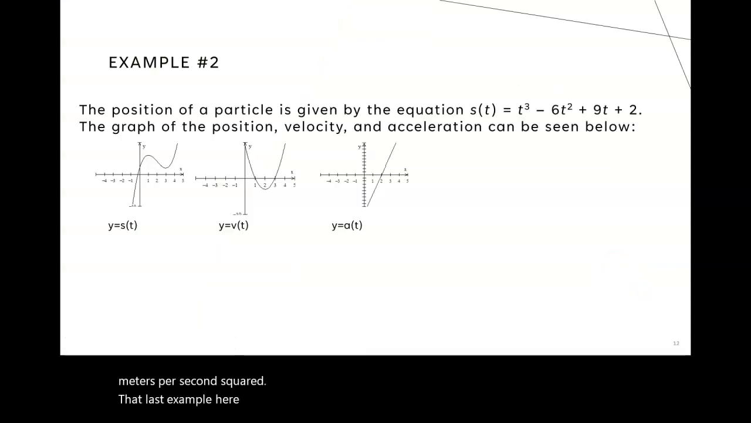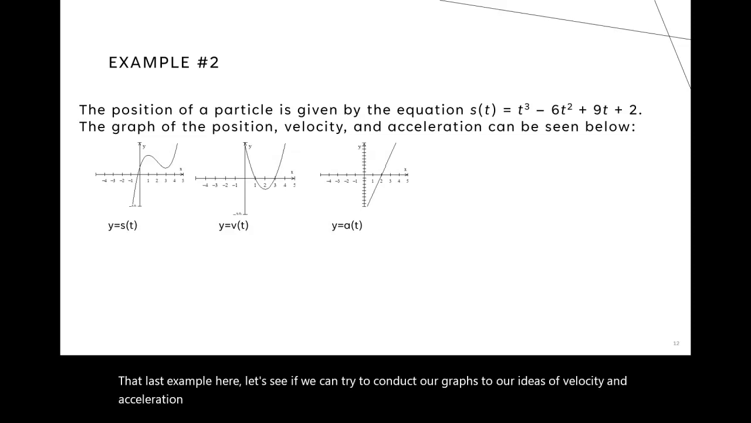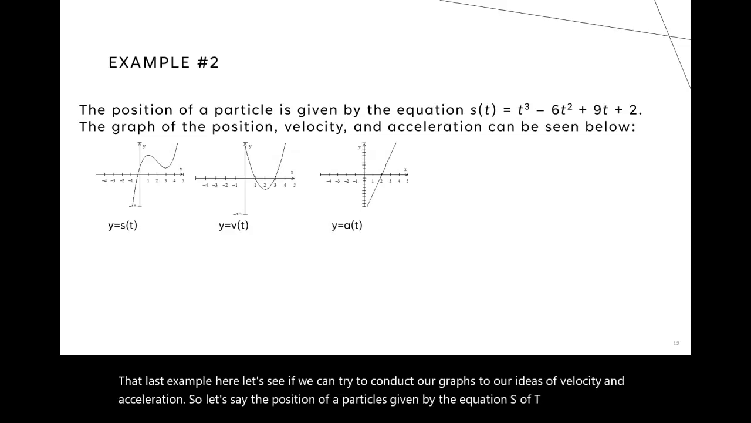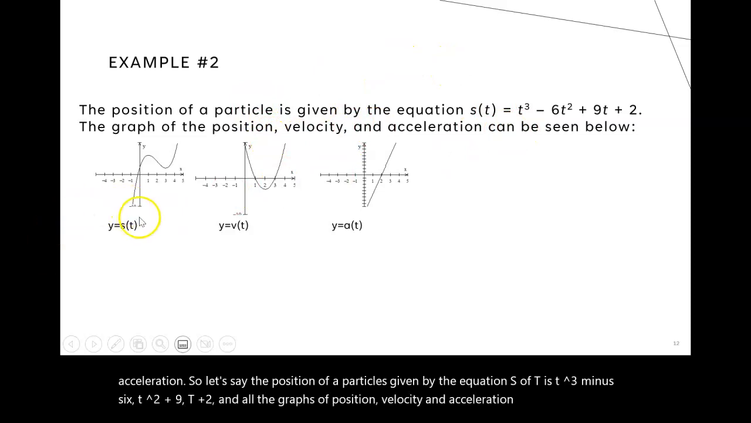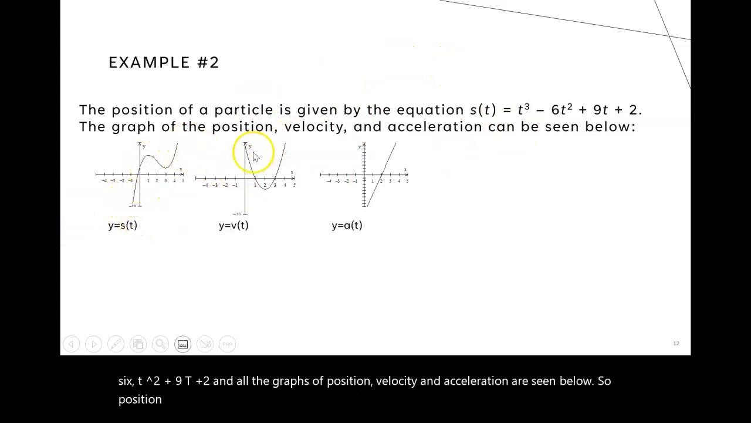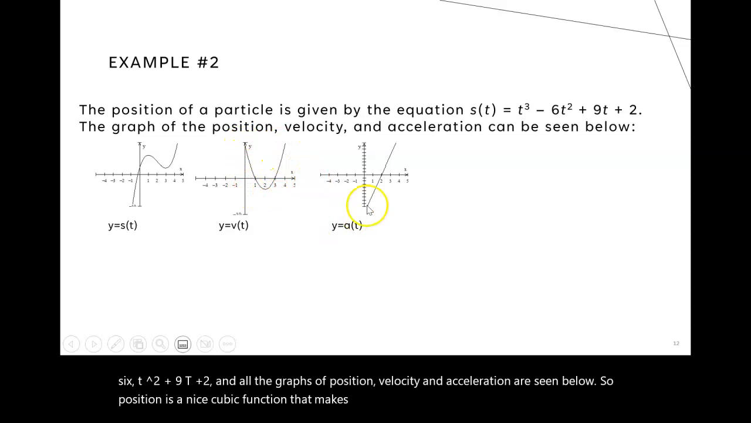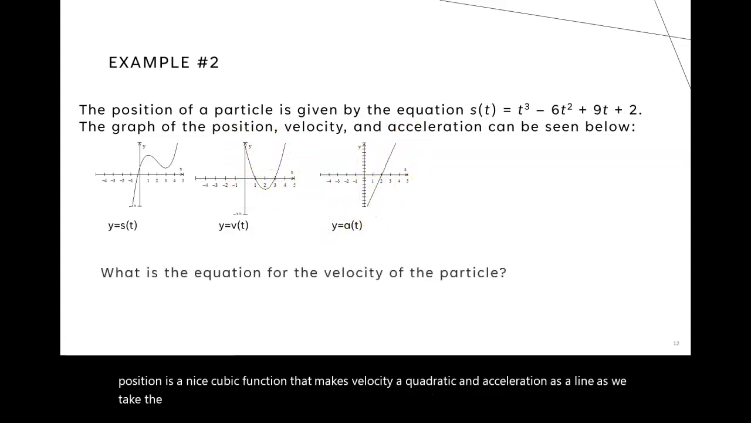All right, last example here. Let's see if we can try to connect our graphs to our ideas of velocity and acceleration. So let's say the position of a particle is given by the equation s of t is t cubed minus 6t squared plus 9t plus 2, and all the graphs of position, velocity, and acceleration are seen below. So position is a nice cubic function that makes velocity a quadratic, and acceleration is a line, as we take the derivatives by power rule.